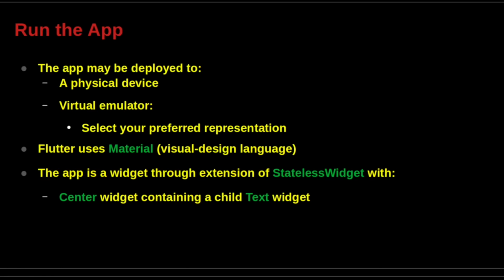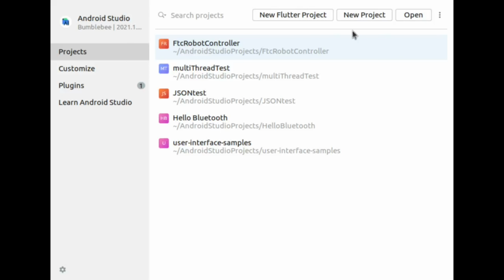This demonstration uses Material, the visual design language for Flutter, which has a rich set of material widgets. The app extends stateless widget. Almost everything is a widget in Flutter. The widget's main job is to provide a build method. The body in this example consists of a center widget containing a text child widget.